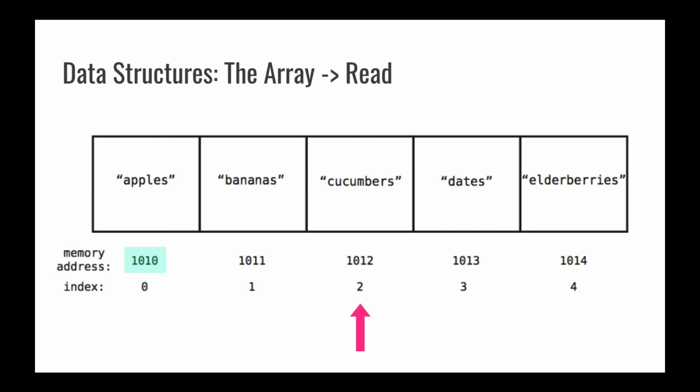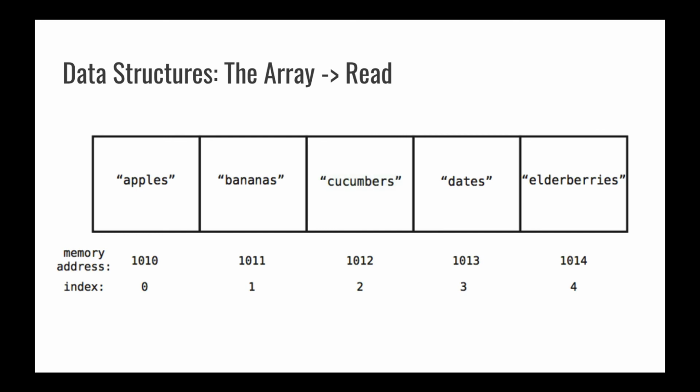So if I ask the computer, tell me what's at index 2, the computer just has to do some simple math. It says, well, I know that this array begins at memory address 1010, so that's going to correspond to index 0. You're asking me to find what's at index 2. That is going to be 2 memory address spaces away from the starting one of 1010. So 1010 plus 2 is 1012. And since a computer can go directly to any memory address without passing go, the computer can immediately jump to memory address 1012 and answer my question that cucumbers is what is located at index 2.